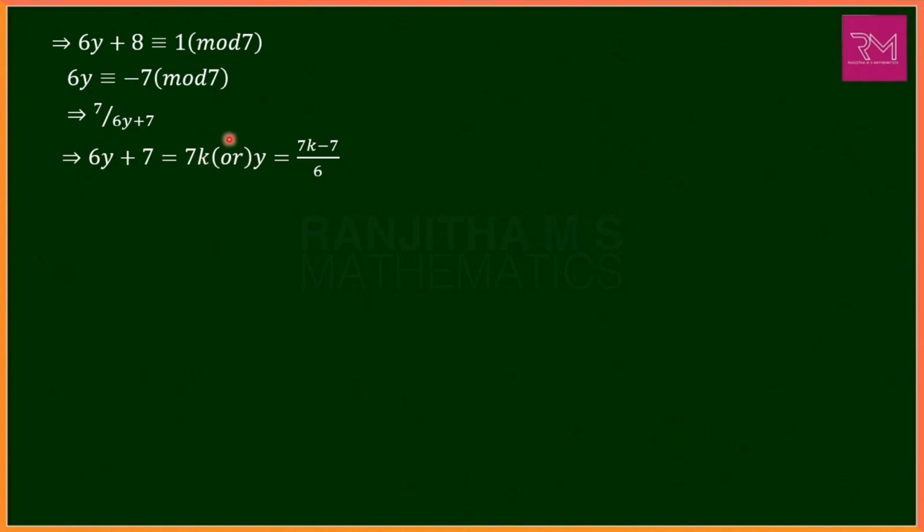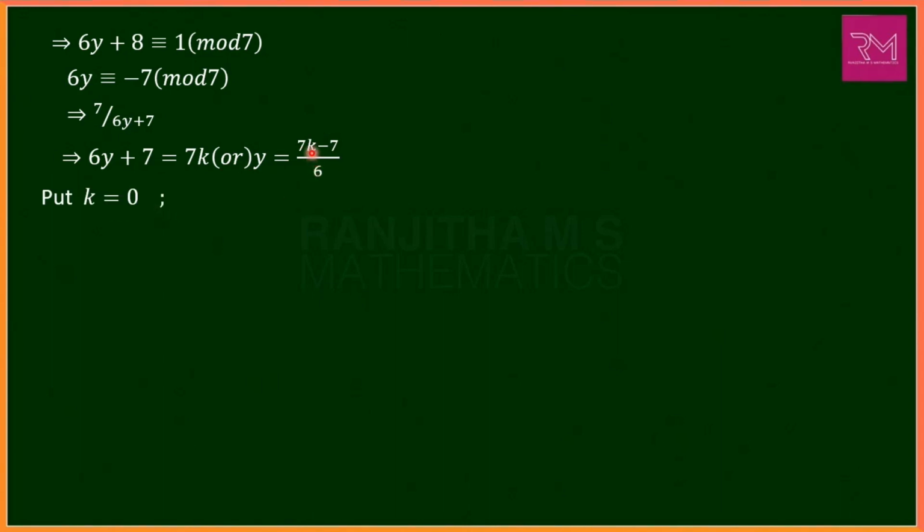Here plus 7 goes to the right hand side, that becomes minus 7. If we take the 6 to the right hand side, that goes to the denominator. So we get y value as 7k minus 7 divided by 6. That's the value of y. So once you obtain y value, we have to substitute k value as 0, 1, 2, 3. Then we have to find the integer value for y.